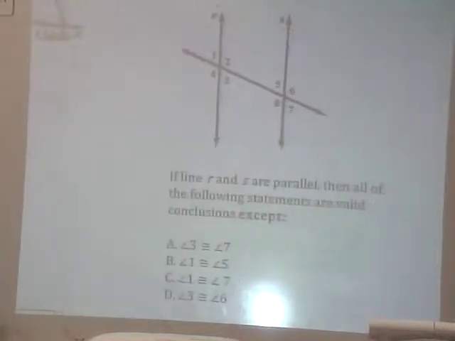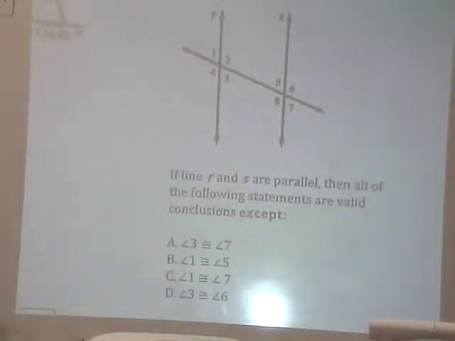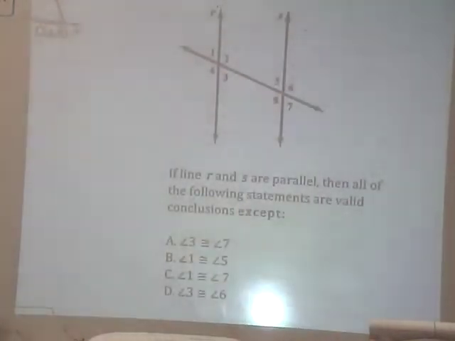Says, if lines R and S are parallel, then all of the following statements are valid conclusions except. So they're telling us R and S are parallel. So would angle 3 be congruent to angle 7? Yeah. Why? Is 3 and 7 interior? Exterior. 7's exterior, isn't it? Isn't 7 outside the parallel lines?